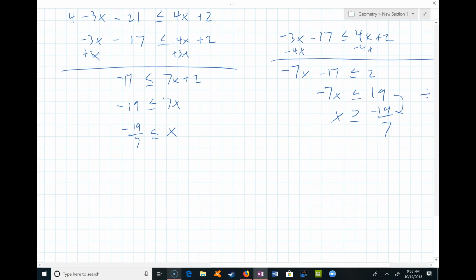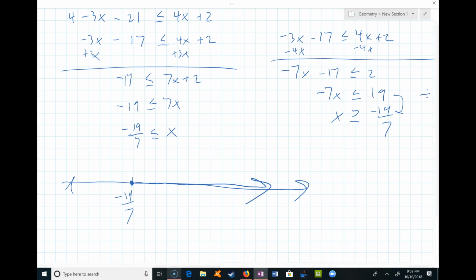Okay, now to graph this. What does this look like when I graph it? The way we graph it is we go to our number line, and we go out to negative 19 sevenths. That's the number that I'm interested in, right? Because that's the dividing line. And because there's a line underneath the inequality, it tells me that x could be equal to this, or it has to be bigger. So when I go to graph it, I'm going to put a solid dot here. And then since x is bigger than negative 19/7, I'm going to go to the left. I'm sorry, going to the right.